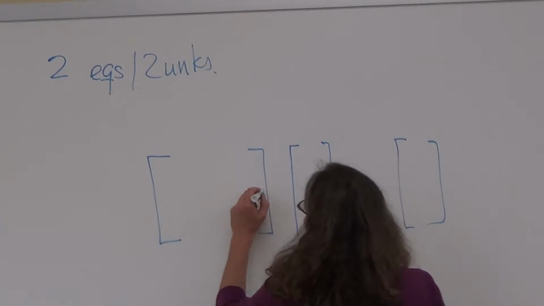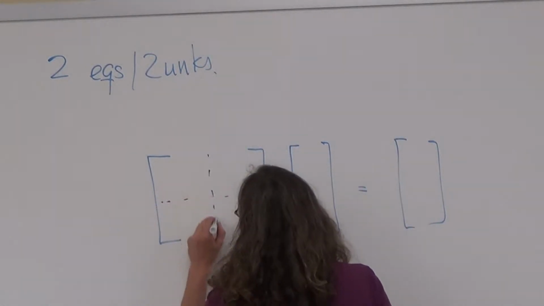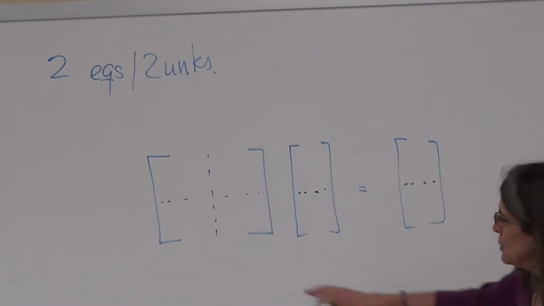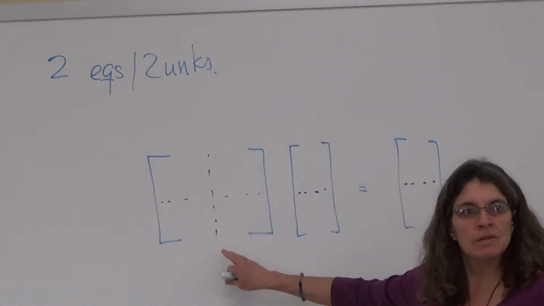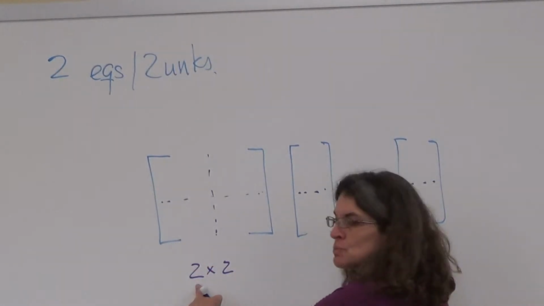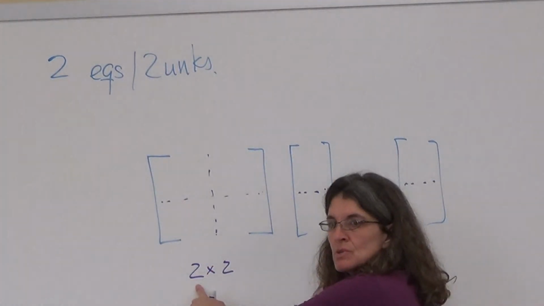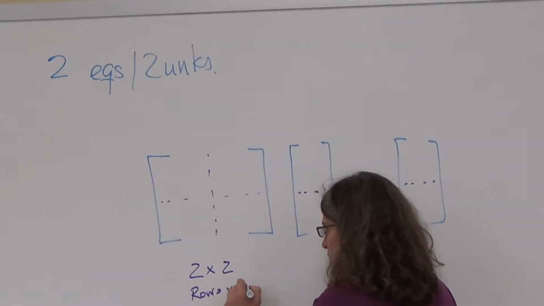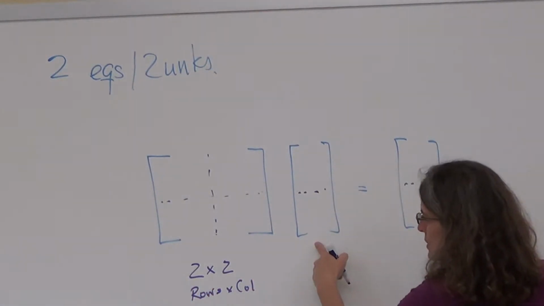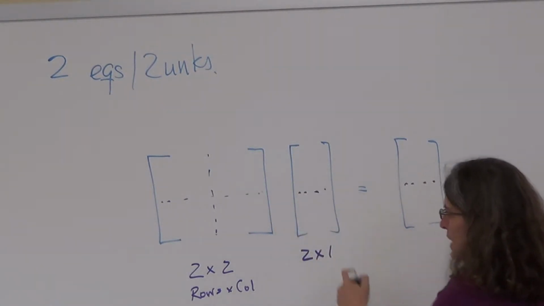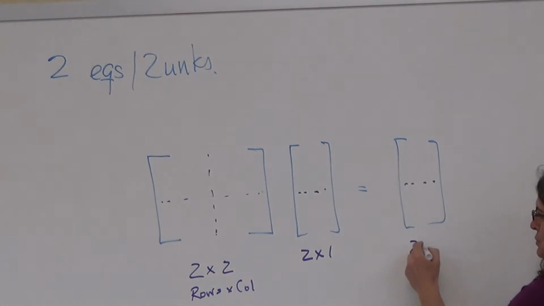I'm just going to go like this. So these dots really shouldn't be there, right? What kind of matrix is this? A 2x2. What does the first one represent? Rows or columns? Rows. So what is this? 2 by 1. 2 rows, 1 column. What about this? 2 by 1.